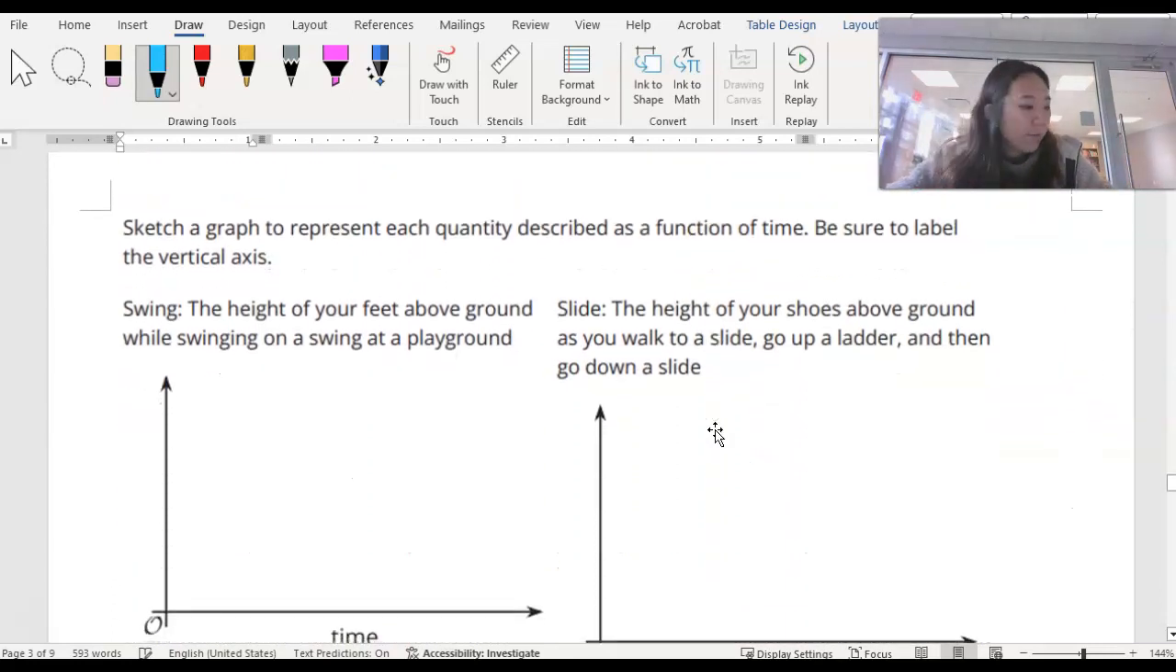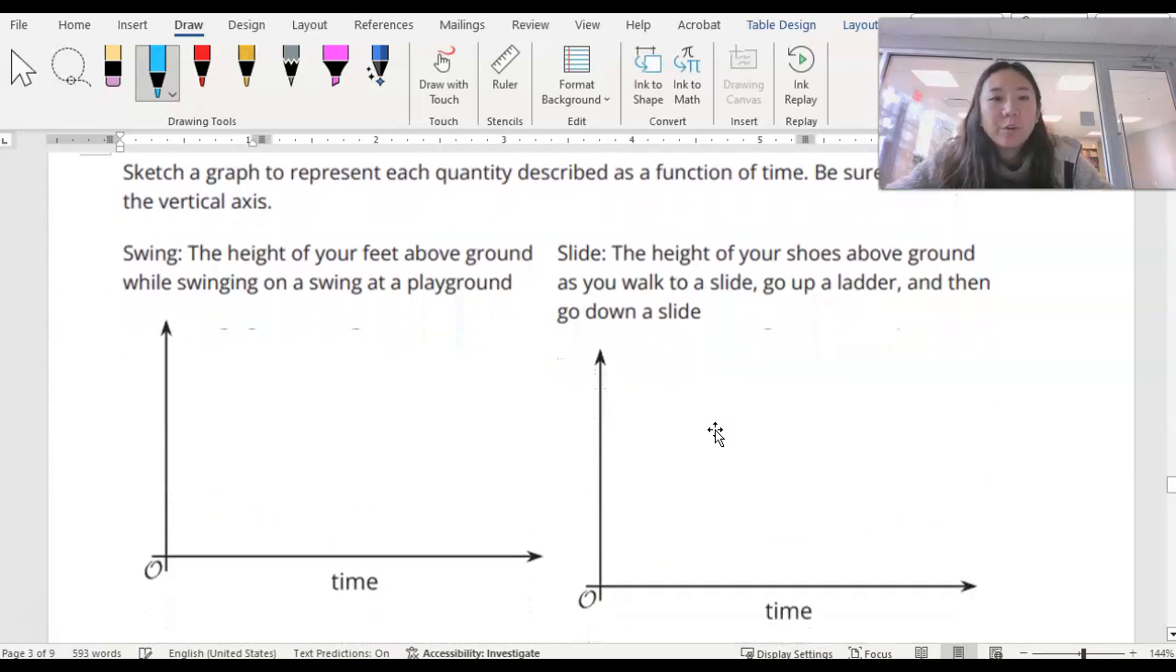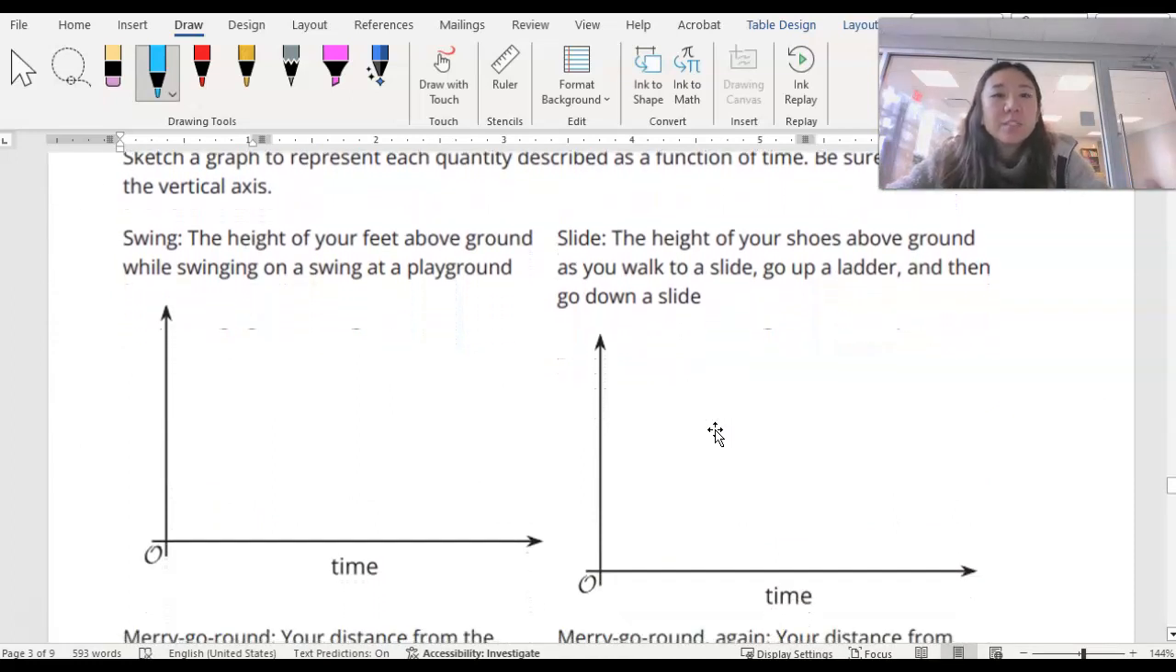All right, sketch a graph to represent each quantity described as a function of time. Be sure to label the vertical axis. All right, so this is just sketching, right? So it's not going to be 100% accurate. You're just trying to create a depiction of this. All right, and so it says the height of your feet above ground while swinging on the playground. So the time is the input here. Here is the height of feet above ground.